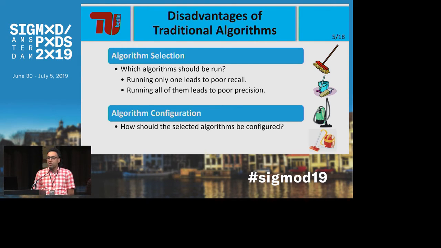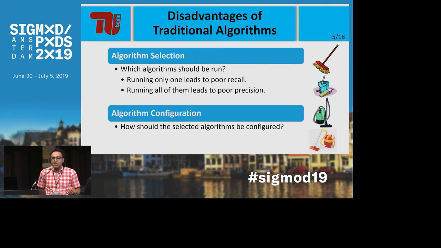The first challenge is algorithm selection. So, okay, we have these algorithms, but which of these algorithms should be run on our data set? If you say, okay, only run one of these algorithms, then we will have a poor recall, because each algorithm is usually expert to detect only one kind of data errors. And if you say run all of the algorithms, then we will have poor precision, because not all of these algorithms are always a good choice for our data set.